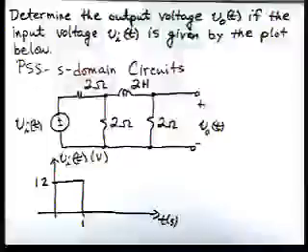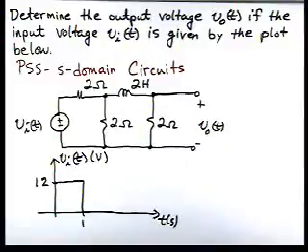In this problem, we're asked to determine the output voltage V0 of t if the input voltage Vi of t is given by the plot below. We'll utilize our problem-solving strategy entitled S-domain circuits. So there's our circuit, and our voltage Vi of t is given as a pulse, has a height of 12 and a duration of 1 second.